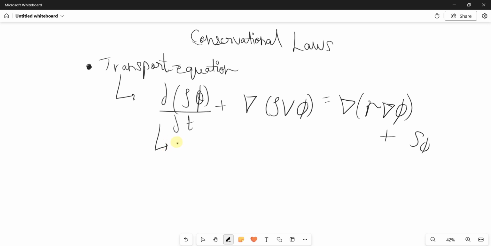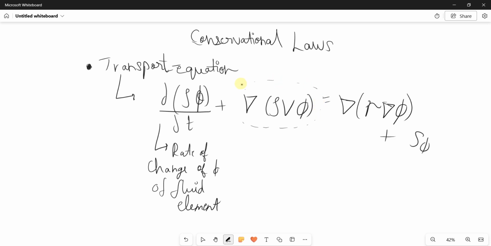So rate of change of φ of the fluid element. So the density here, rho, ensures that the property of the fluid is taken into account.